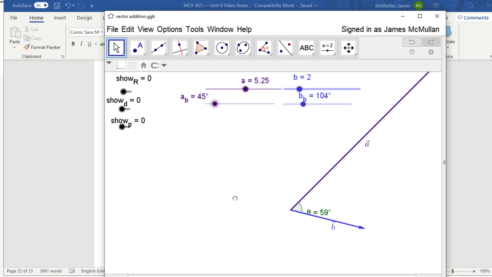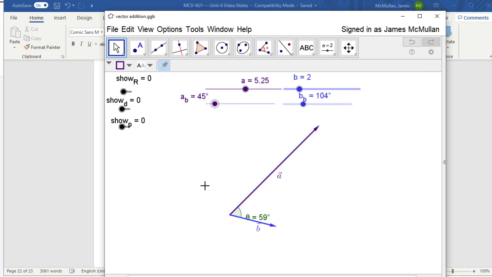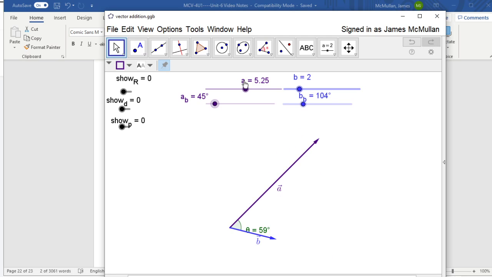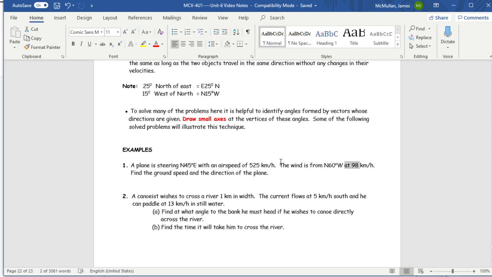Okay, so there's the plane in vector A. Now vector B is 98 kilometers an hour, but since I divided by 100 to get A, I've got to divide by 100 to get B. So B is 0.98. Okay, and we'll just set this bearing back to 45. Now for B, this is another thing that's a little bit tricky. It says the wind is from north 60 west.